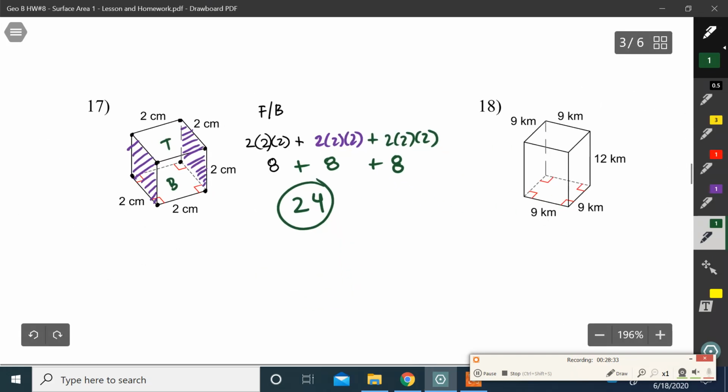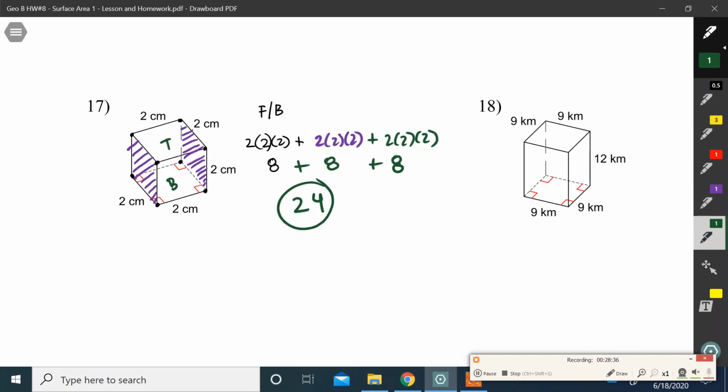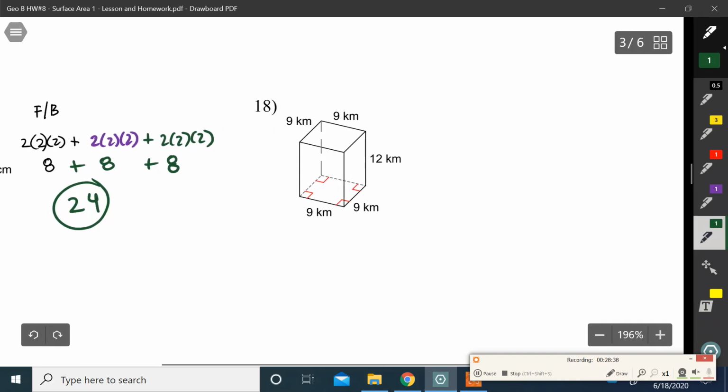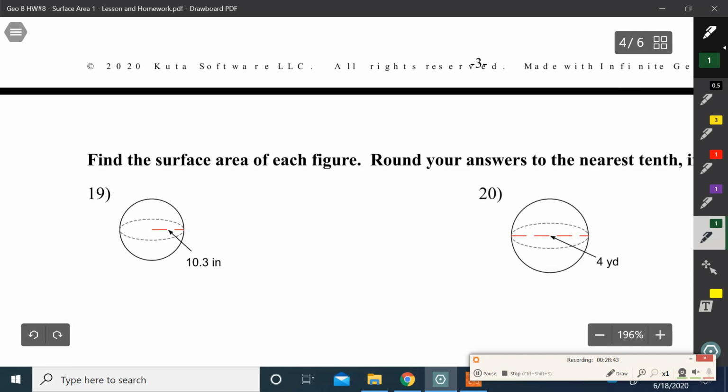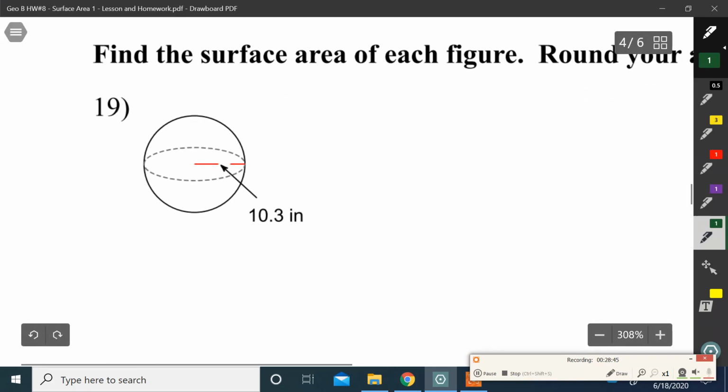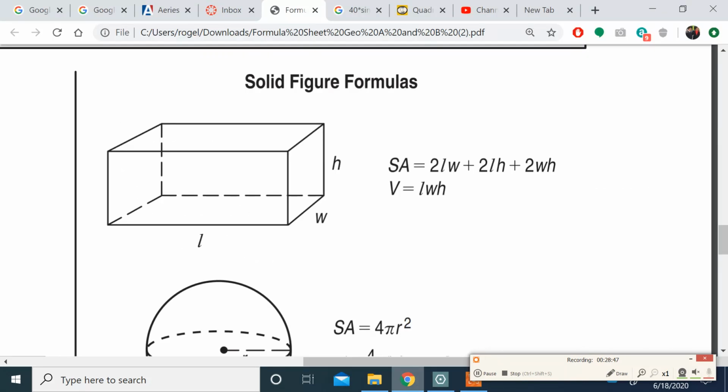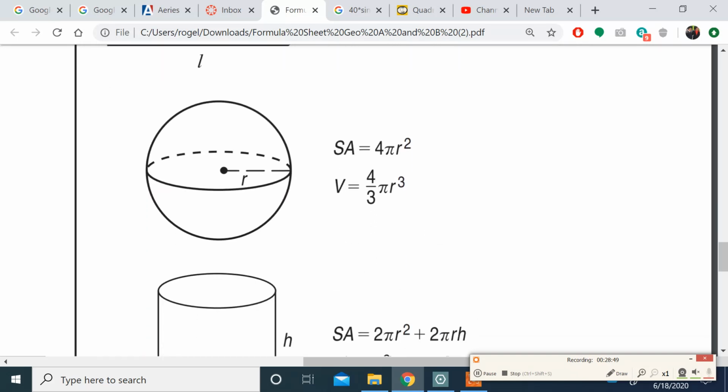I should have done number 18 for you and let you do that. I'll kind of set up number 18. Well, I'm sure you can do it. These ones are not that difficult because we actually have a formula for this. Surface area is 4 pi r squared. And I do want you to use 3.14 as your pi.